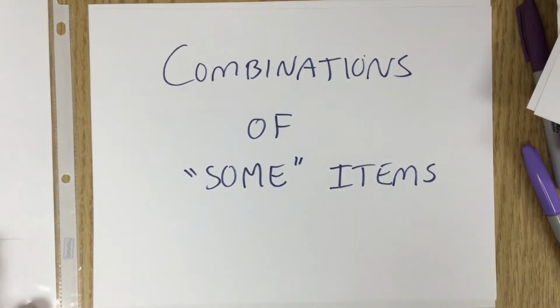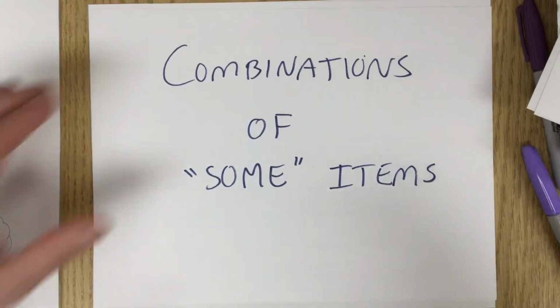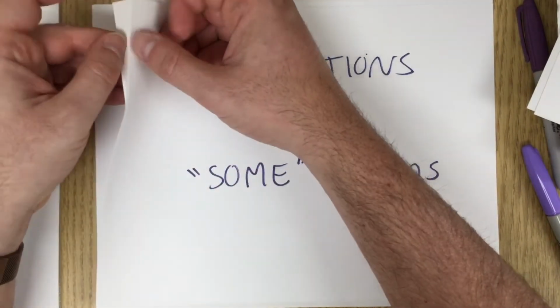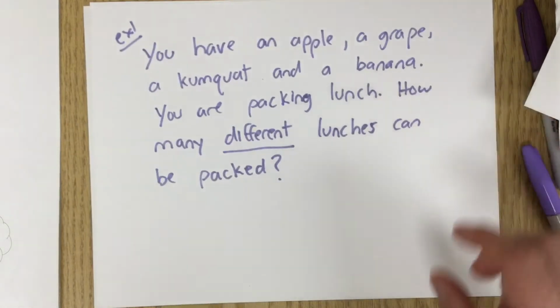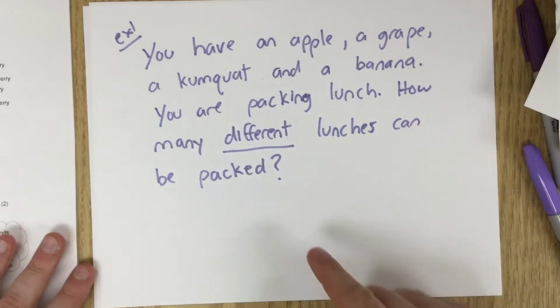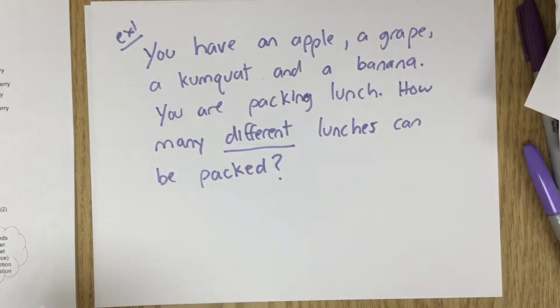Okay, so now we're going to be doing combinations of some items. Some kind of quotes, that's going to be the key thing here. So I've pre-written the example. You have an apple, a grape, a kumquat, and a banana, one of each. One grape's not that exciting, I guess, but you have one of them. You are packing lunch. How many different lunches can be packed?